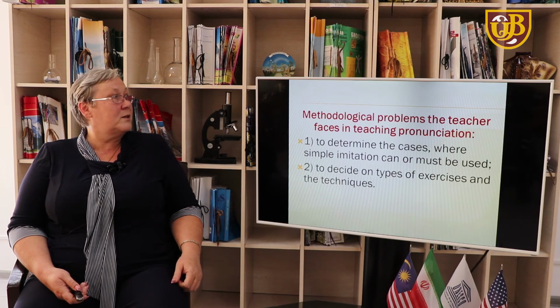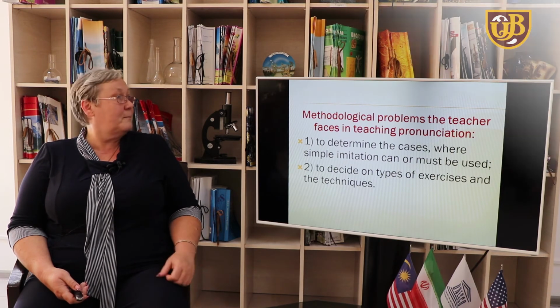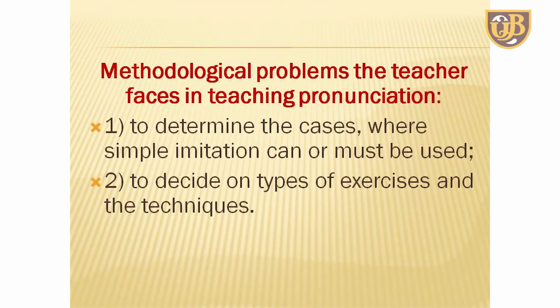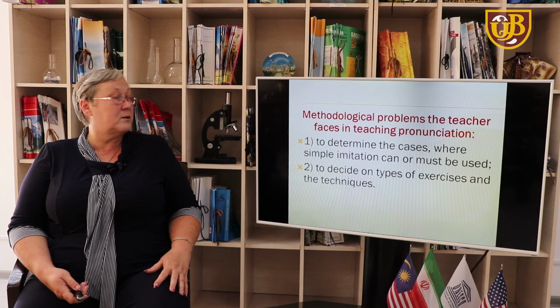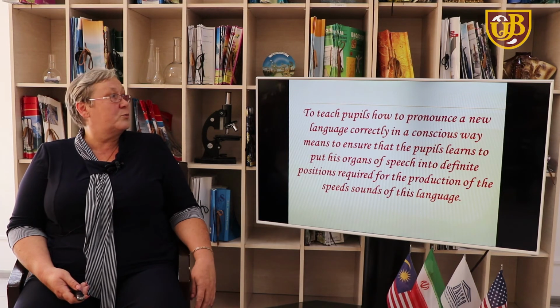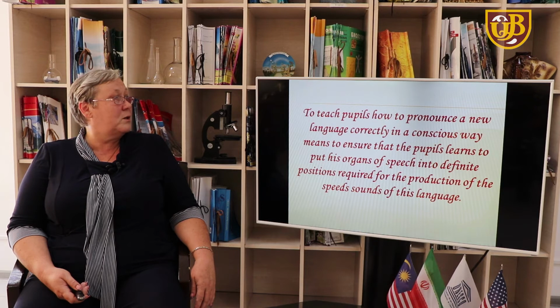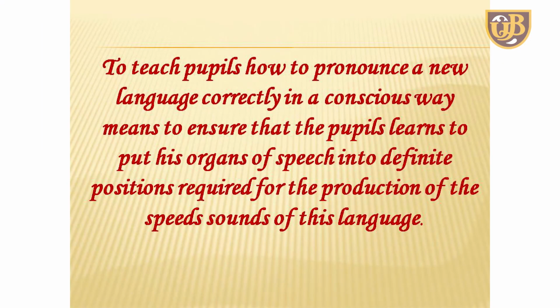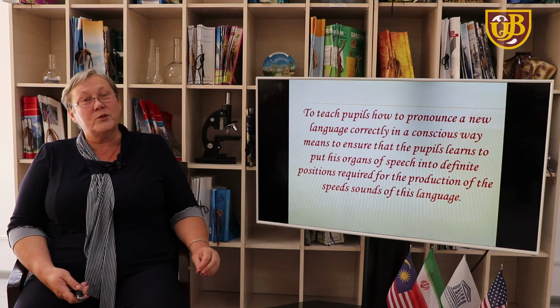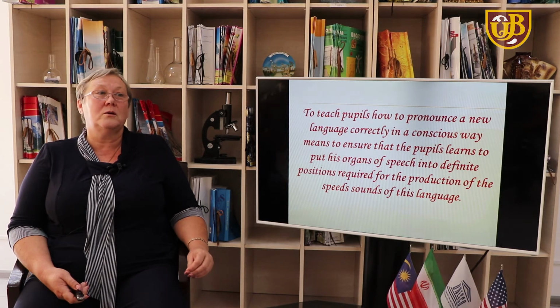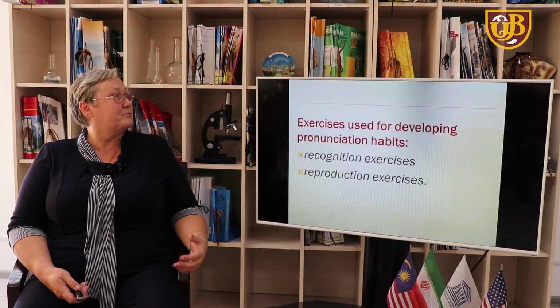Methodological problems the teacher faces in teaching pronunciation. Of course, there are some. To determine the cases where simple imitation can or must be used, when it is enough only to give some imitation exercises or activities, and to decide on types of exercises and the techniques. To teach pupils how to pronounce a new language correctly in a conscious way means to ensure that the pupil learns to put his organs of speech into definite positions required for the production of the speech sounds of this language. For this, really, sometimes we show the way how to articulate the sound, but we don't give the theory.